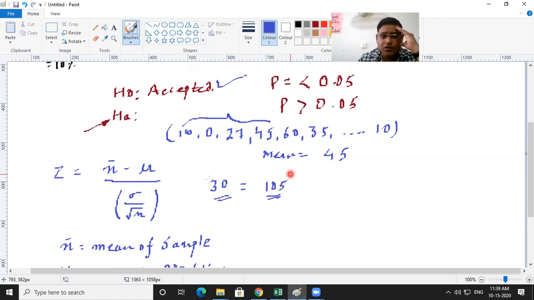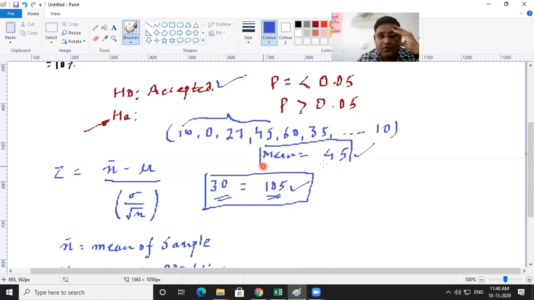And when I took the sample, the mean of my sample was, let us suppose, 105. Now, is this sample representing my population? No. If we see that the mean of population is 45, and if I took 30 samples from that population, now the mean is 105. It means this sample is not representing the population.